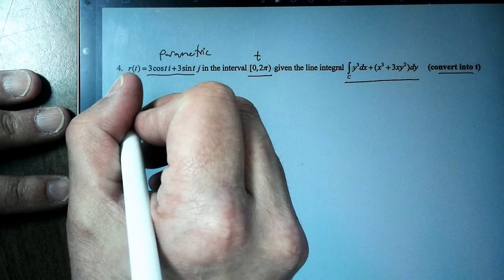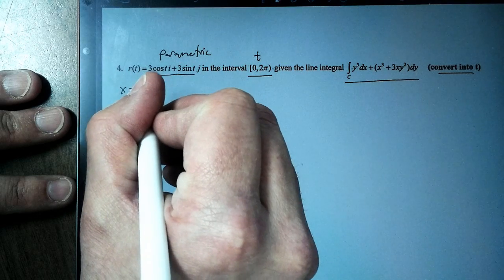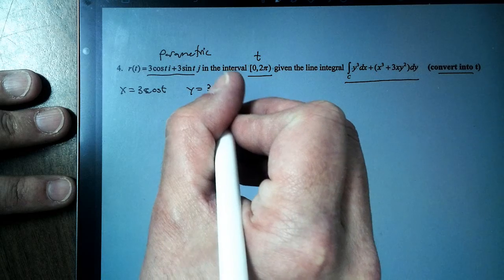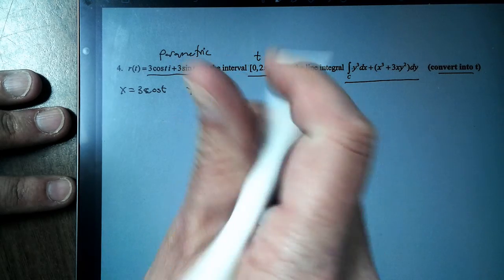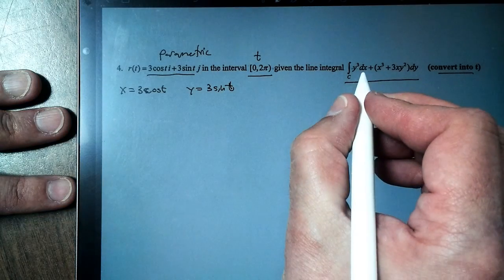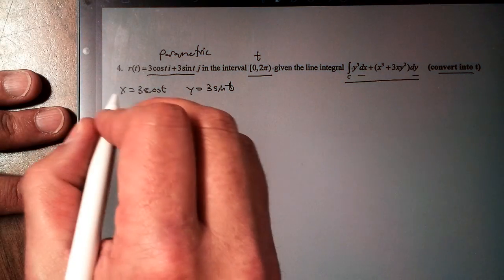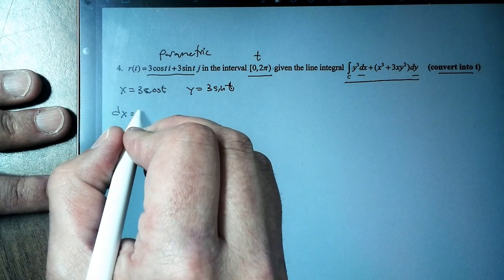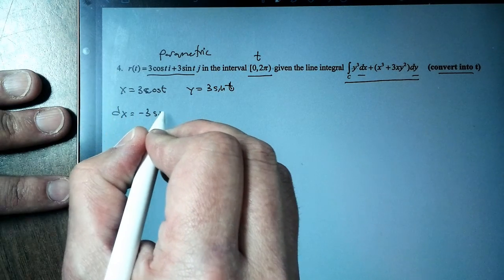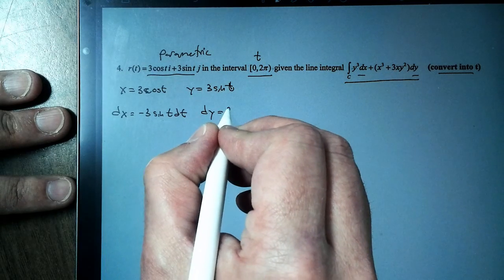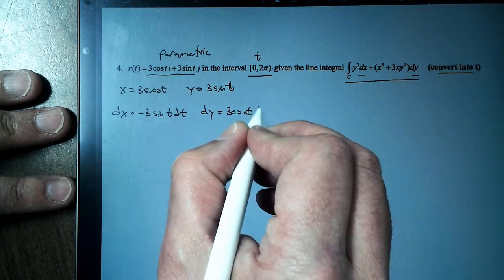Ready? I know x is equal to 3 cosine of t, and y is equal to 3 sine of t. So far, not too bad. Everything looks pretty nice. But I also have to convert my dx and my dy. Ugh, that's the problem. Messier. So my dx is just negative 3 sine of t dt, and our dy is 3 cosine of t dt.